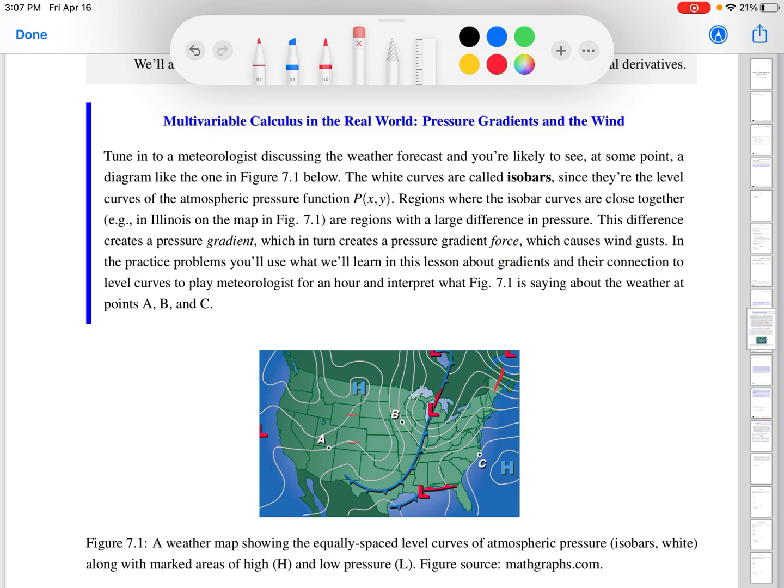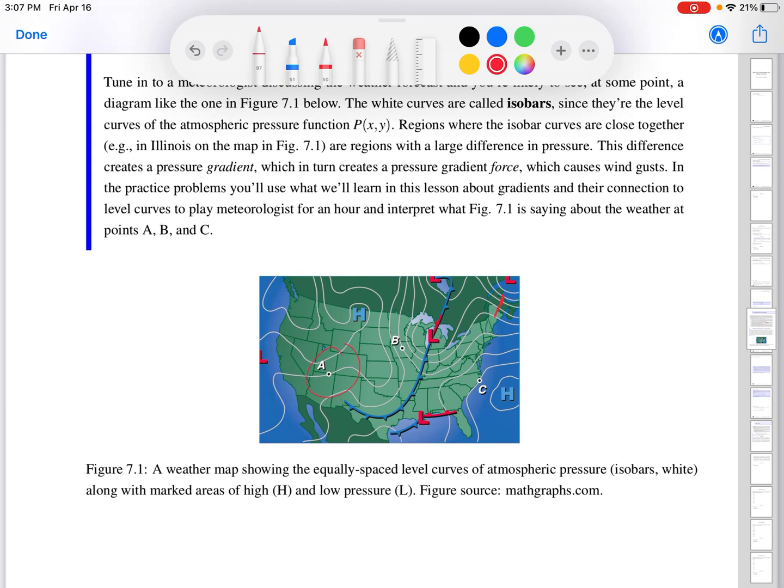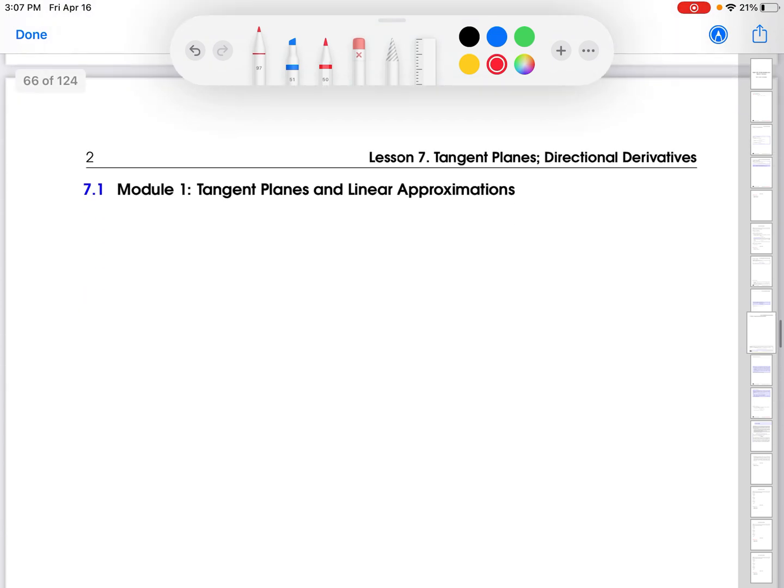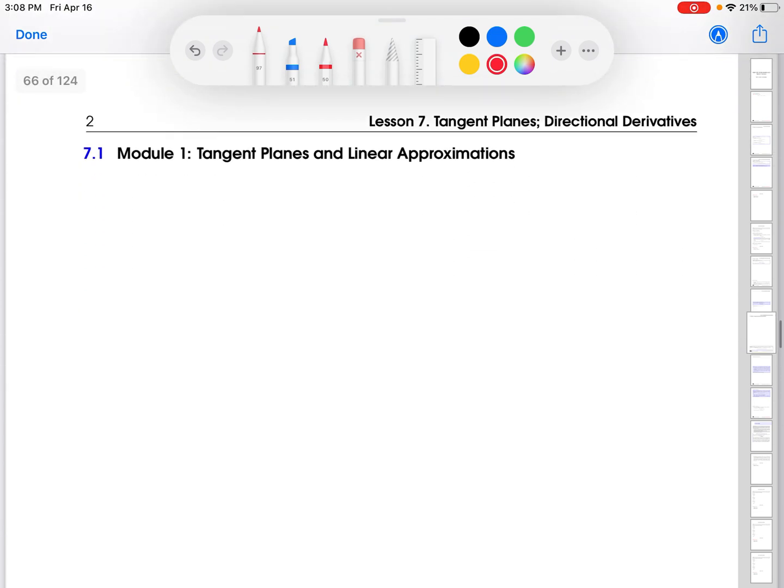So this application will recur in the practice problems where you will use what we learned in this module, Module 2 I should say, to say something about the gradients, something about the wind speed at these 3 points in this diagram. So let me go on to the first module.